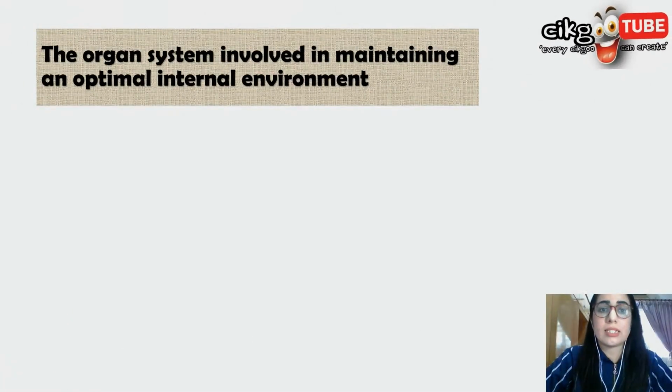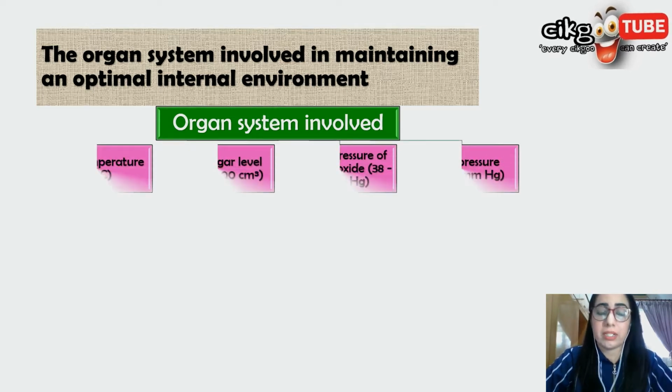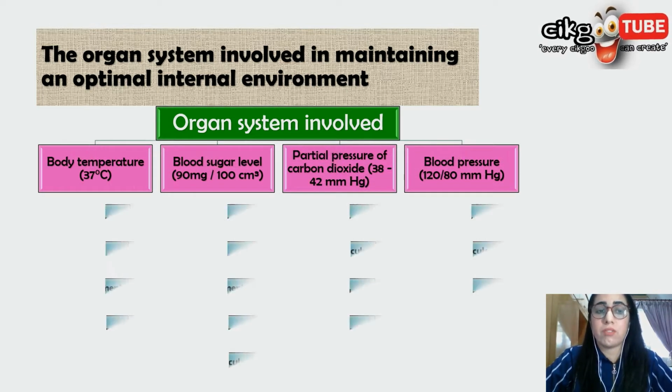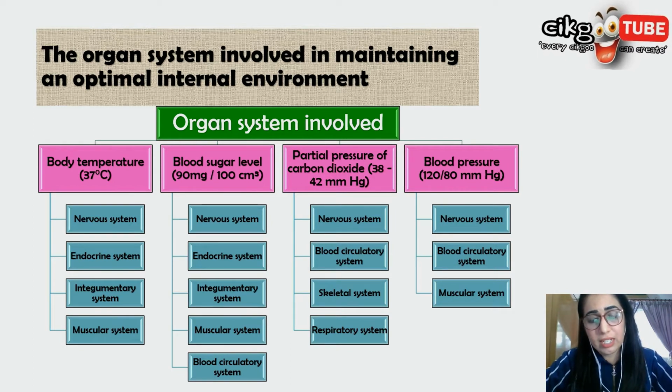Look at the organ systems involved in maintaining an optimal internal environment. To maintain body temperature, the nervous system, endocrine system, integumentary system (the skin), and muscular system work together.